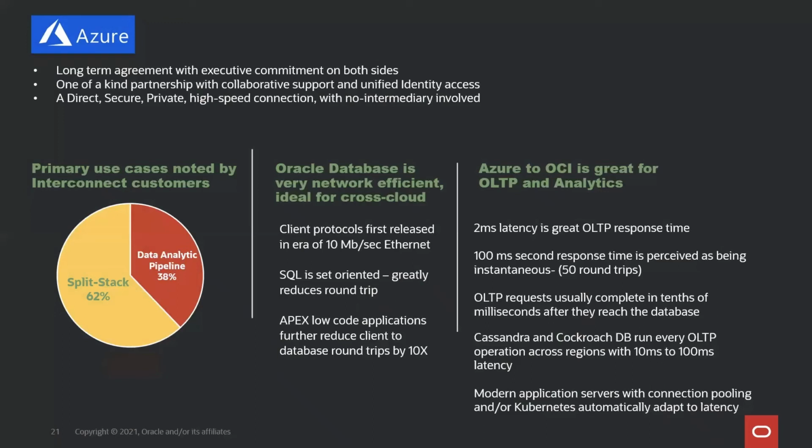Oftentimes we get asked, is this a good fit for the Oracle database? Note that the Oracle database has been around for a long time. In fact, it was first released in an era of very low networking speeds. It is well suited to operating in this manner, with connectivity across a line to another cloud. This scenario of Azure to OCI is great for OLTP. It's great for analytics. It's great for a whole manner of workloads that you might want to use the Oracle database for.